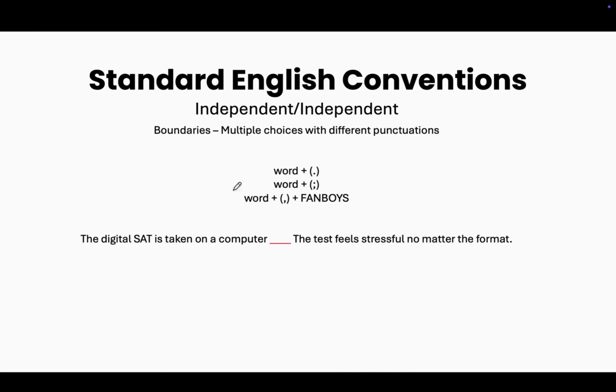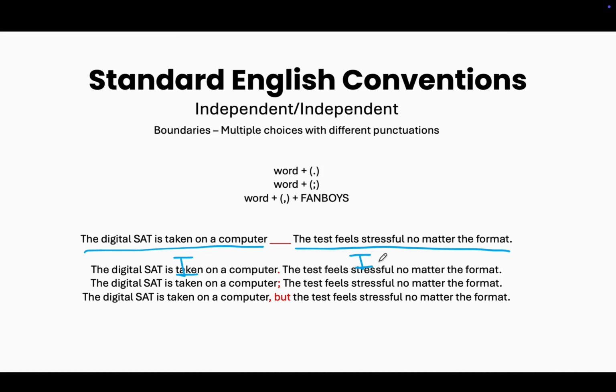For example, "The digital SAT is taken on a computer." Does that make sense on its own? Yes, meaning it's independent. And it says "the test feels stressful no matter the format." Does that make sense on its own? Yes, it does. Therefore, both sides are independent, meaning in between them, there can either be a period or a semicolon or a comma and a FANBOY.